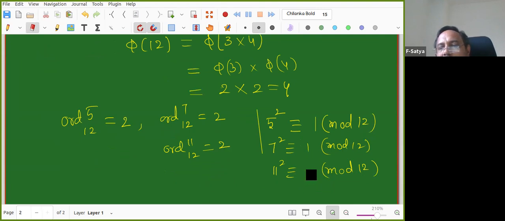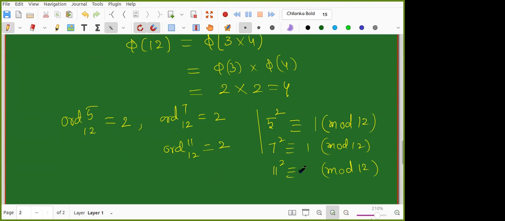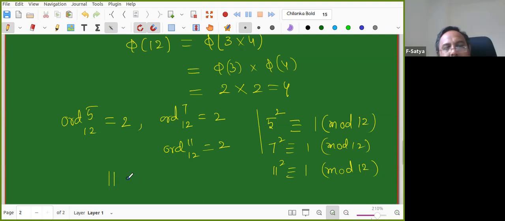Yeah, Amaya, go ahead. So 11 is the same as -1. See, 11 is congruent to -1 modulo 12. Do not forget this, okay? 11 is congruent to -1 modulo 12. So 11 square is equal to (-1) square. So why do I need to check? n minus 1 is the same as -1. Okay, that is one point.